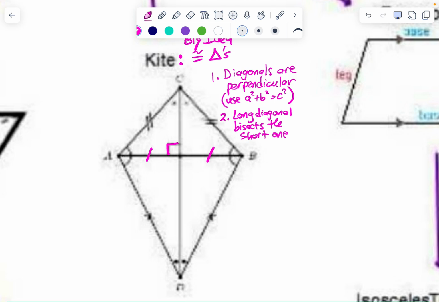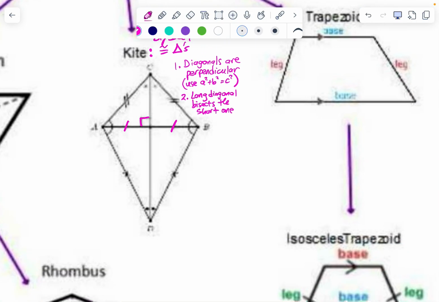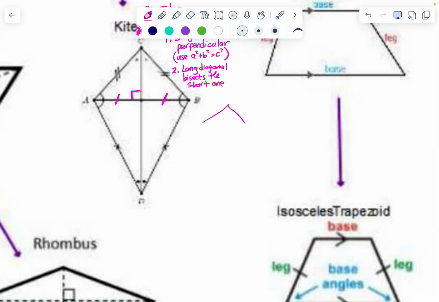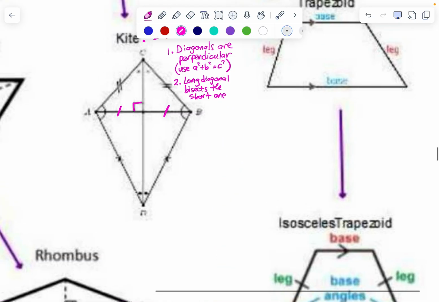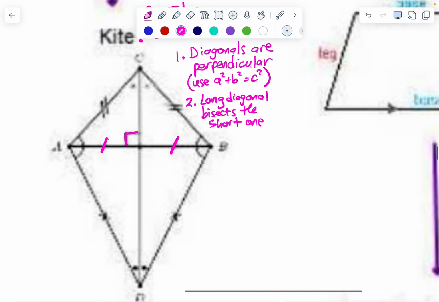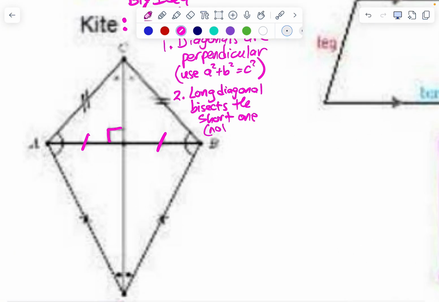Now, do you think that's true that the short diagonal bisects the long diagonal as well? Is it a vice versa thing? Here's how you can check. If you make like a real ridiculous looking kite, like this, does it look like the short diagonal bisects the longer one? No. Okay. So it's not true both ways. Only the long bisects the short. And so maybe say not vice versa.